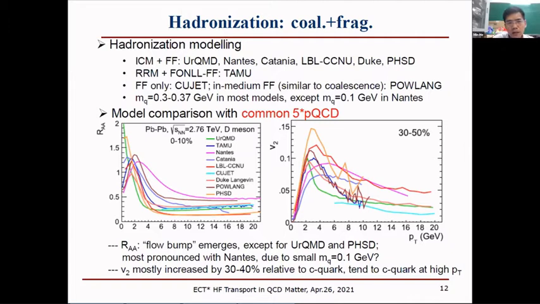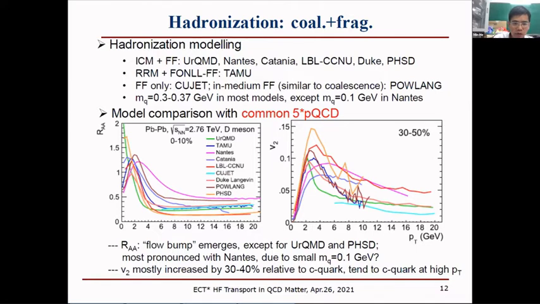And so then I'm going to the hadronization part. Hadronization includes 2 parts: coalescence and fragmentation. So in most models, an instantaneous coalescence model plus fragmentation was used. But in the TAMU model, the so-called resonance recombination model plus fragmentation was used. And in the Powlag model, they used the immediate fragmentation function. So that was kind of similar to coalescence.